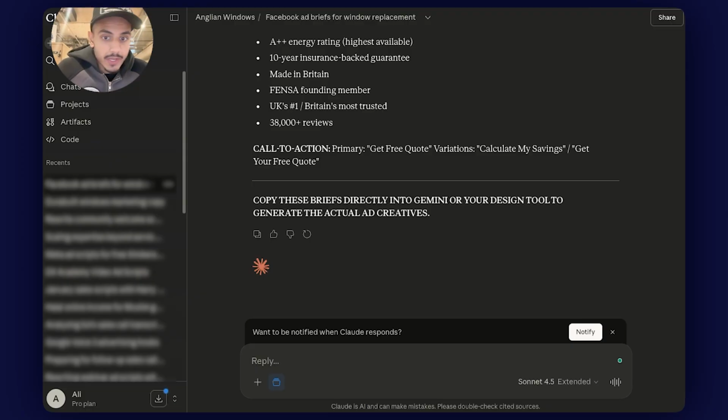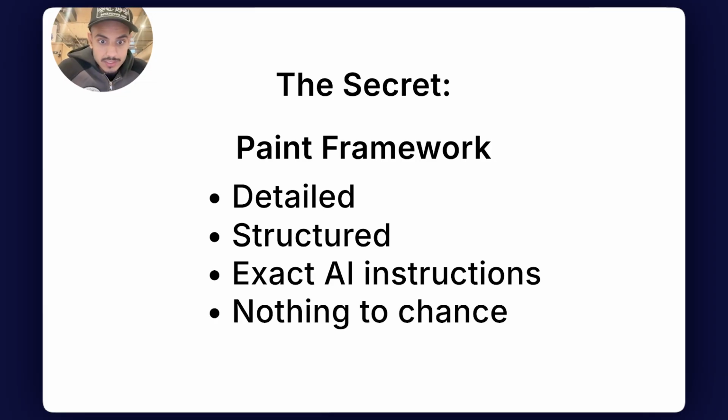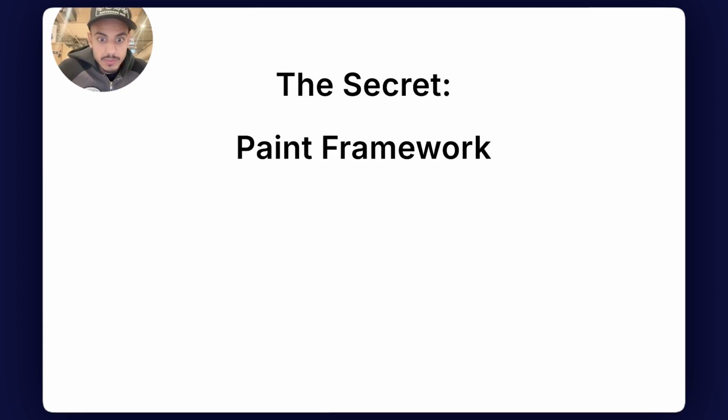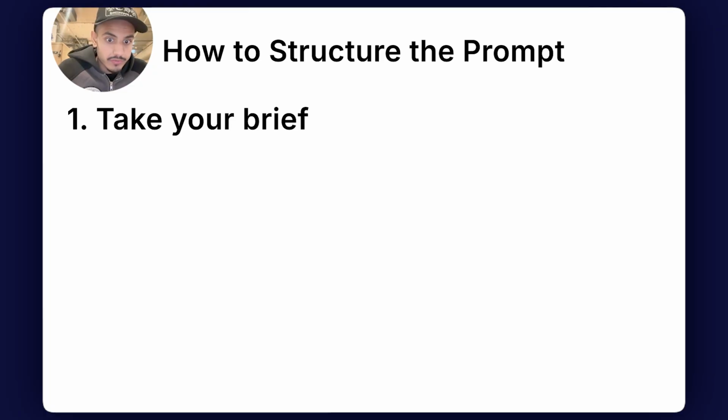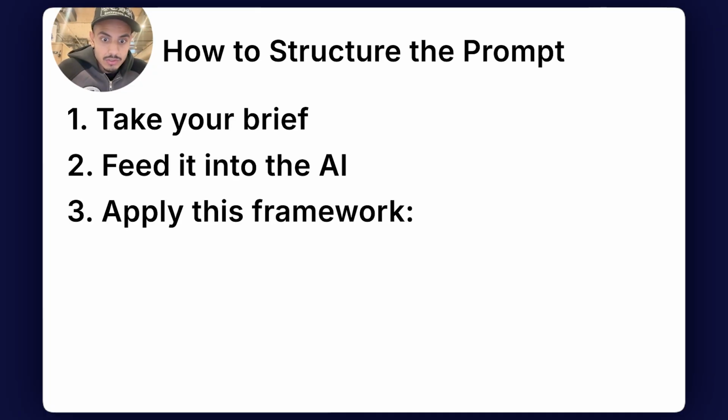I'm going to pull up Nano Banana, which is also part of Gemini, which is why I told it to brief in Gemini. And the secret here is not just to write a single prompt, but to use something called the Paint framework. Now, this is a detailed, structured prompt that tells the AI exactly what to create, leaving nothing to chance. So instead of just saying a photo of a drafty window, you're going to get super specific. So here's how you structure the prompt. You're going to take one of the briefs from the previous step and feed it into the AI, but you're going to ask it to use this detailed framework.